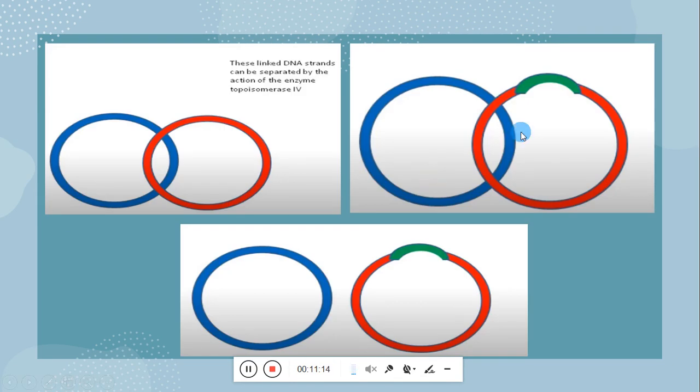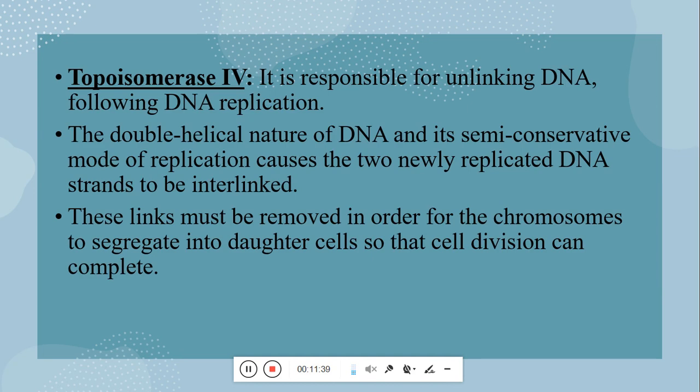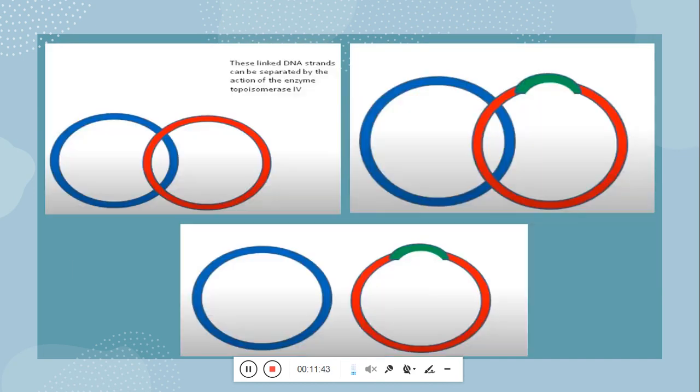The topoisomerase IV attaches to one of the strands and cleaves it from here, and then just like gyrase, it allows this DNA strand to pass over the other so that both strands can get separated. Then the topoisomerase detaches, and so two new daughter strands are formed, which are then segregated into new daughter cells, and cell division is finally completed.